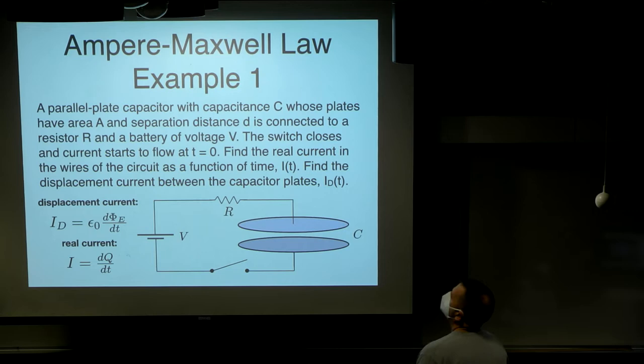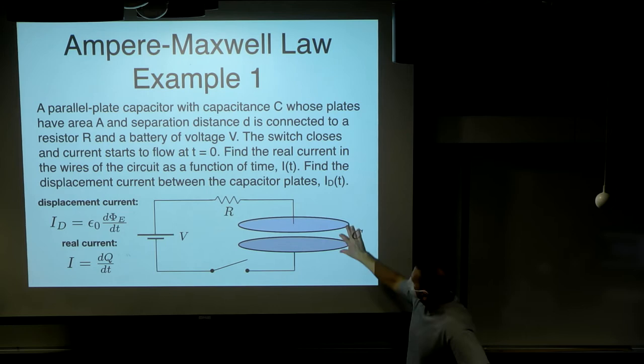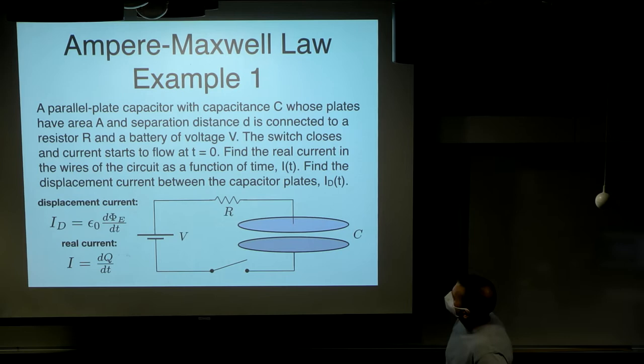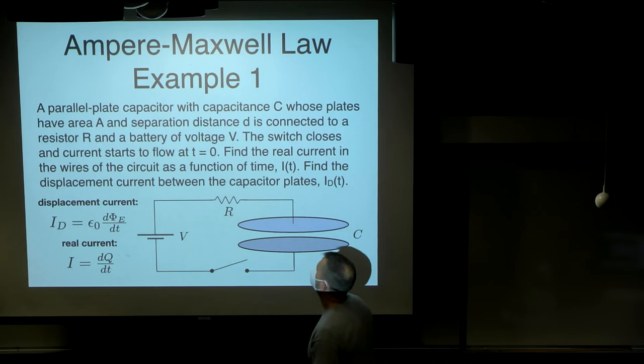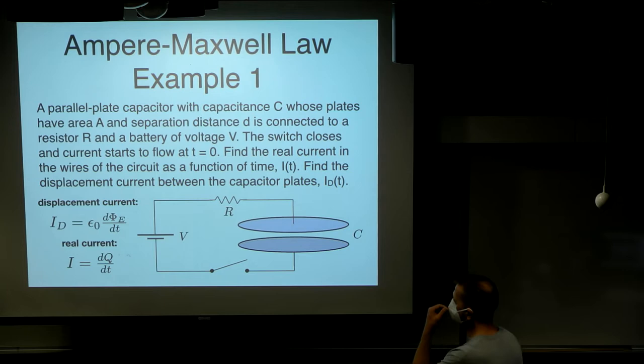Here's what's going on. We have a parallel plate capacitor with a capacitance C, whose plates have an area A. That's the area of each plate, and the distance between them is D. We connect this to a resistor, which has resistance R, and a battery, which has a voltage V. We have a switch here, so we can set current in motion by closing the switch, or open the switch and cut off the current. So let's say that we close that switch and current begins to flow at t equals zero.